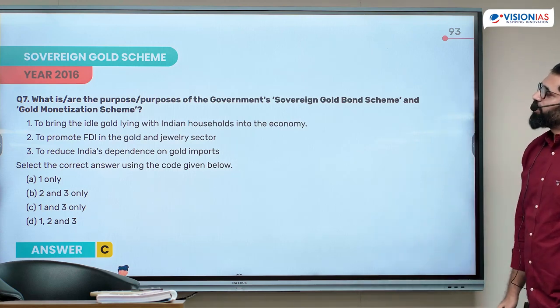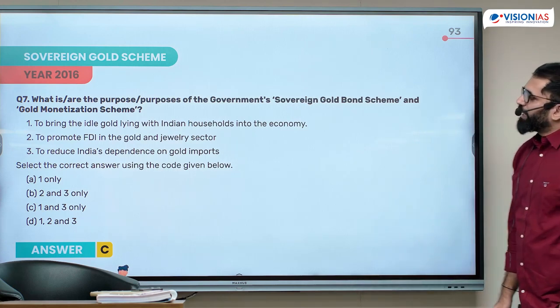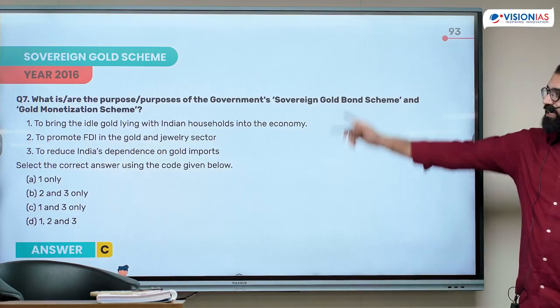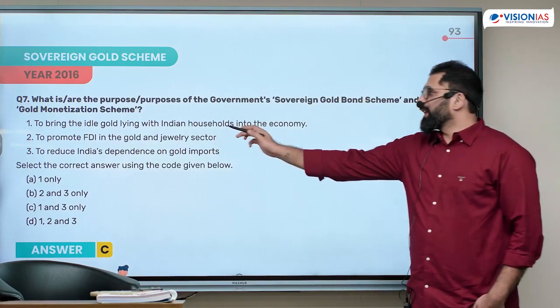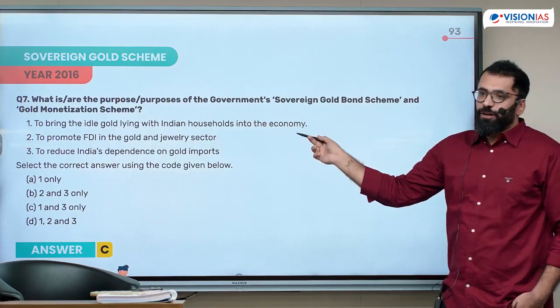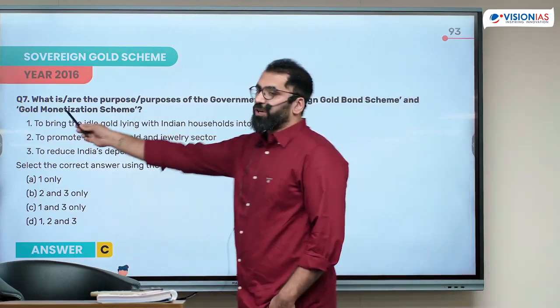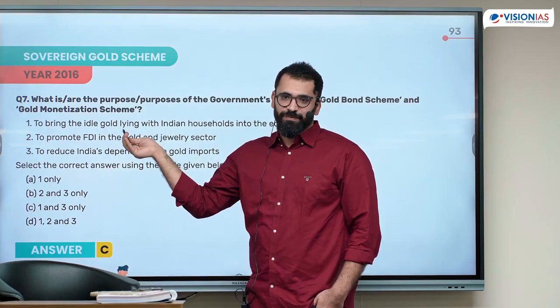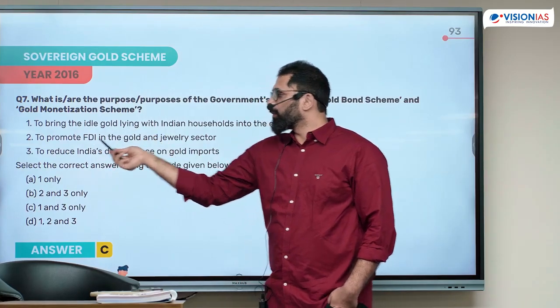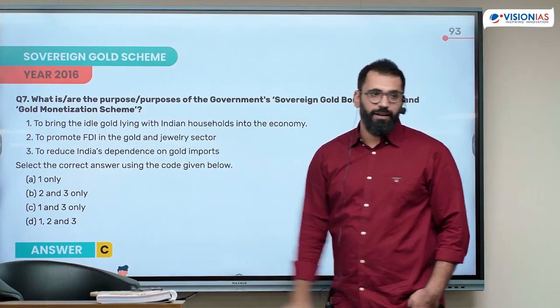What was the purpose of the government's sovereign gold bond scheme and gold monetization scheme? This was the year 2016 when these schemes were announced. To bring the idle gold lying with Indian households into the economy. If you see the name gold monetization, the purpose of gold monetization was this: bring back the idle gold. Promote FDI in the gold and jewelry sector.